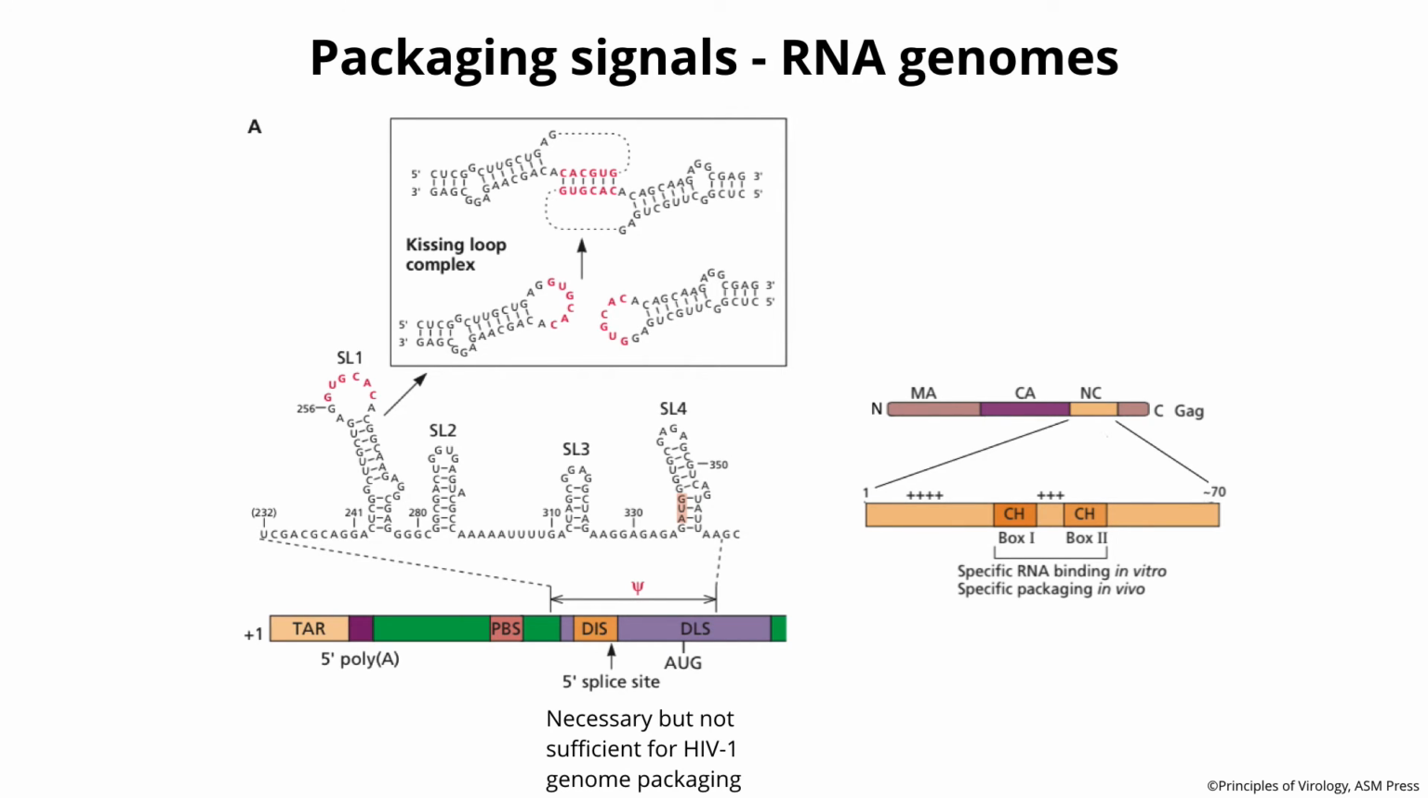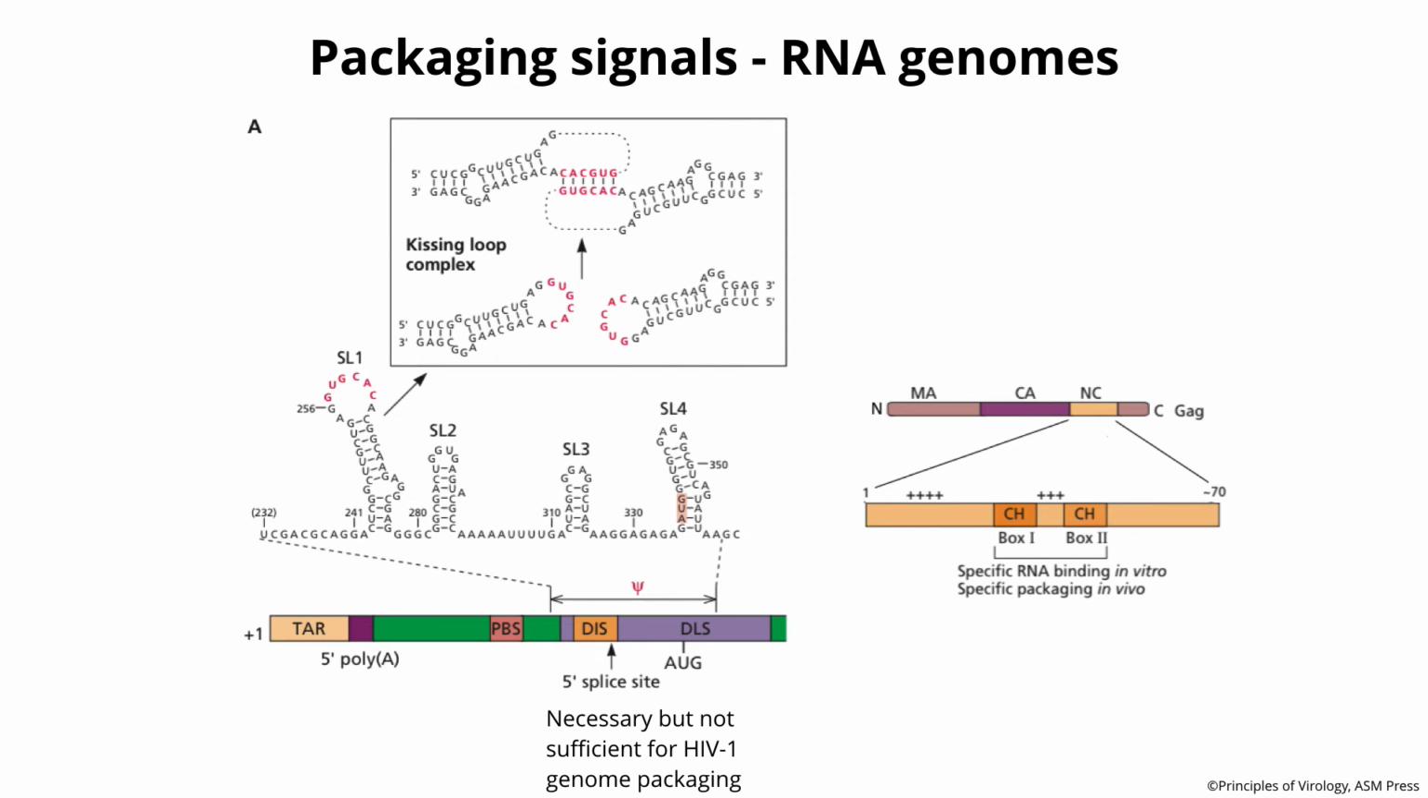There are other sequences we need for genome packaging as well. How does this work? Remember, the retroviruses incorporate 2 copies of the RNA genome into the particle. So the 2 RNAs both have this packaging sequence, and they interact with each other. And that's shown in the box above.